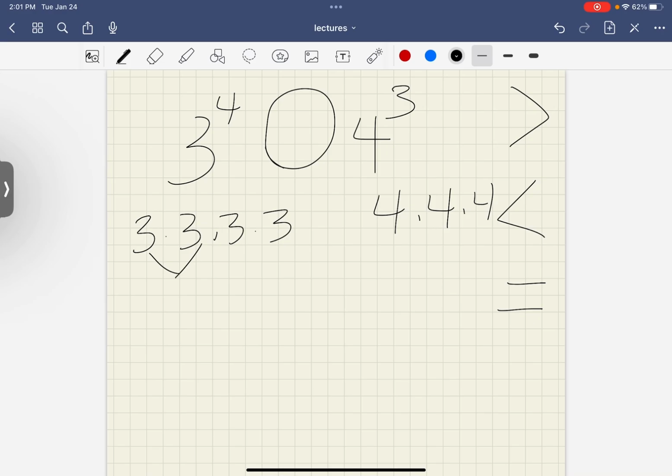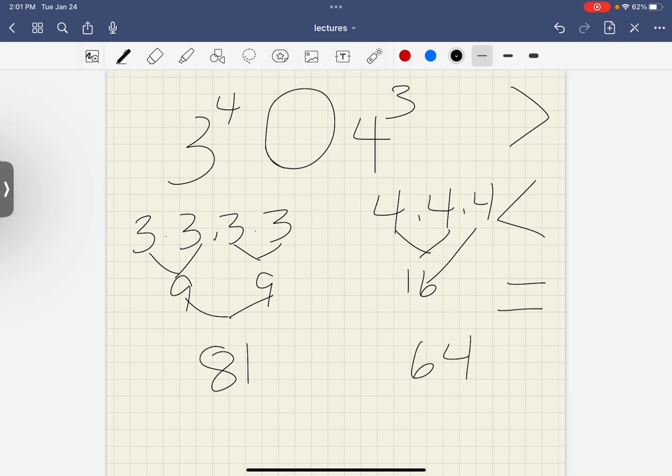So 3 times 3 is 9, and 3 times 3 is 9, and 9 times 9 is 81. All right? 4 times 4 is 16, and that times 4 is 64. So which one is bigger? 81. So remember, the larger opening here goes with the larger number. So 81 is greater than 64.